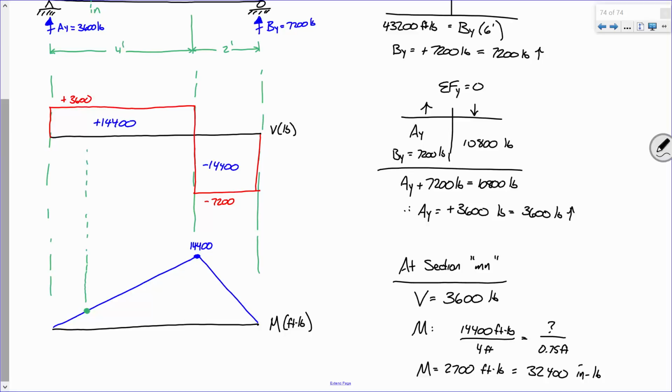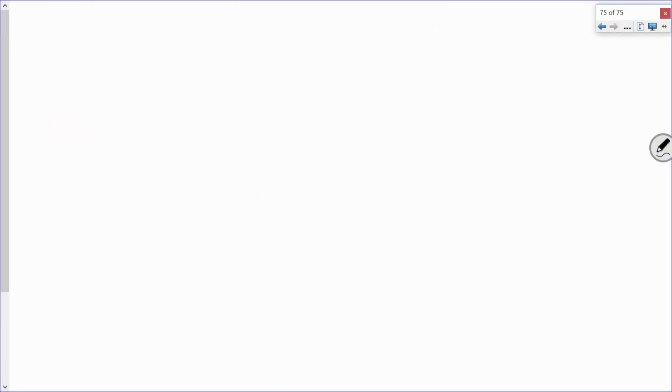Do I need to leave this up here for a second? Okay. Everybody good? All right. So, V was 3,600 pounds and M was 32,400 inch-pounds. All right. Now, let's do some section properties.